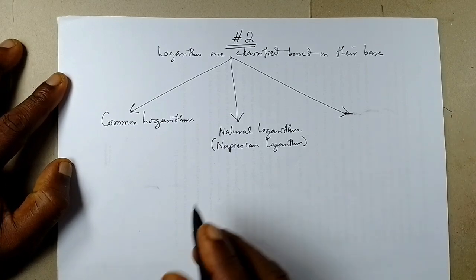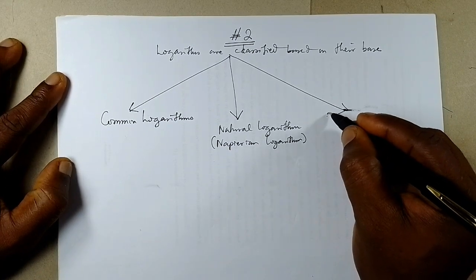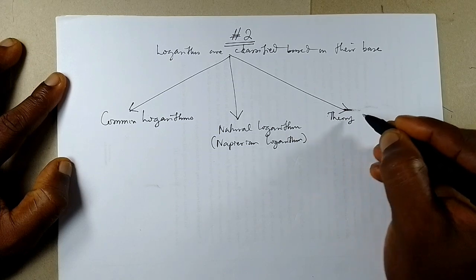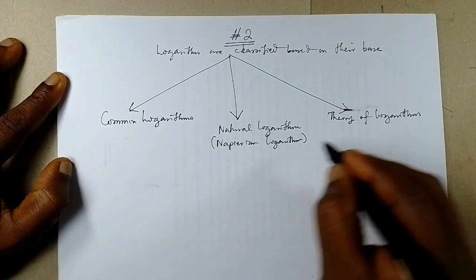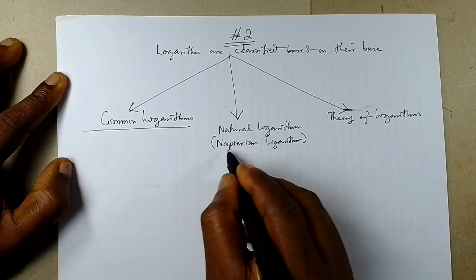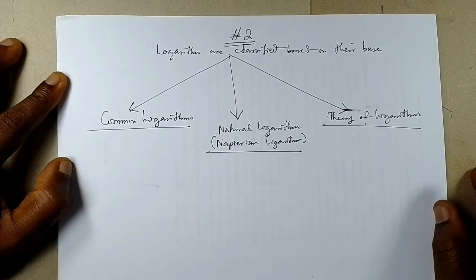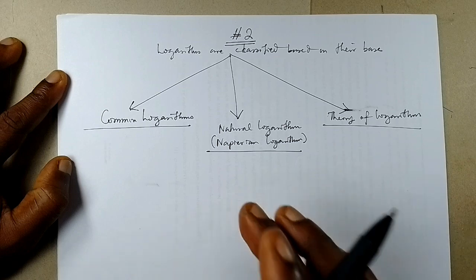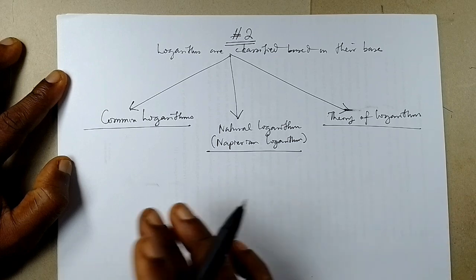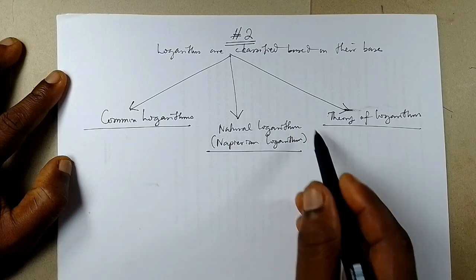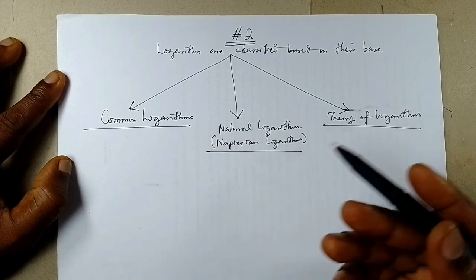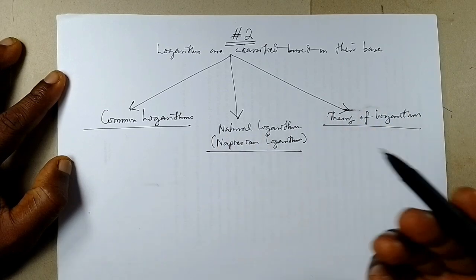Now the third category of logarithms are the logarithms we would categorize into what we call theory of logarithms. Okay, so that is the first story I would want to say under this. So there are 3 categories of logarithms classified as types. Okay, common logarithms, natural logarithms, also known as Naperian logarithms or hyperbolic logarithms, theory of logarithms.